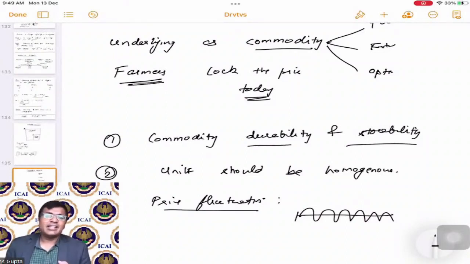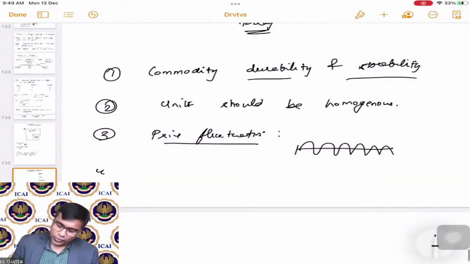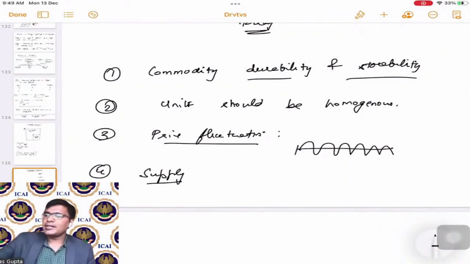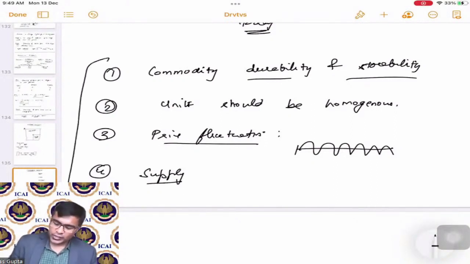So the basic need that creates the birth of commodity derivatives is definitely price fluctuation. And the fourth part, the supply should not be controlled by someone. Supply of that commodity should happen automatically in the market, and there should be a use of forward contracting. So basically these are the prerequisites before which commodity derivatives can be given birth. I mean, these four conditions should be there.